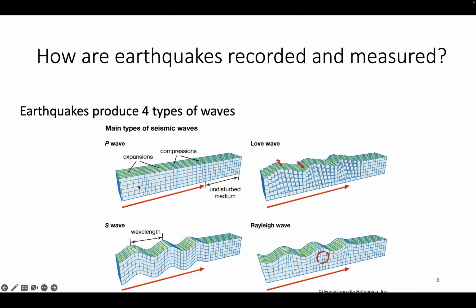P waves are the fastest kind of waves. They move through solid and liquid layers of Earth. A P wave pushes and pulls on rocks or liquid that it moves through.